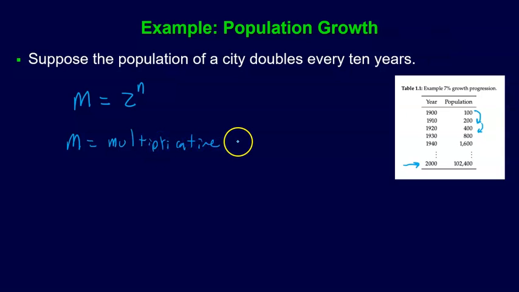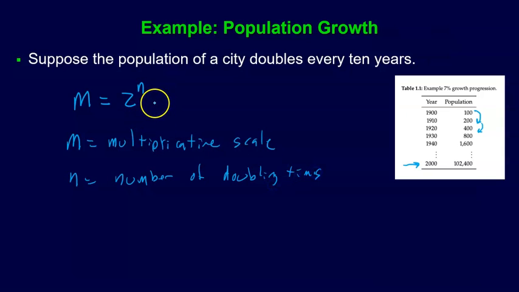multiplicative scale, and n is the number of doubling times. So, for instance, if I do 2 doubling times, then this equation would come out to be m equal to 2 to the 2 power, which is 4. And so our m would be 4.